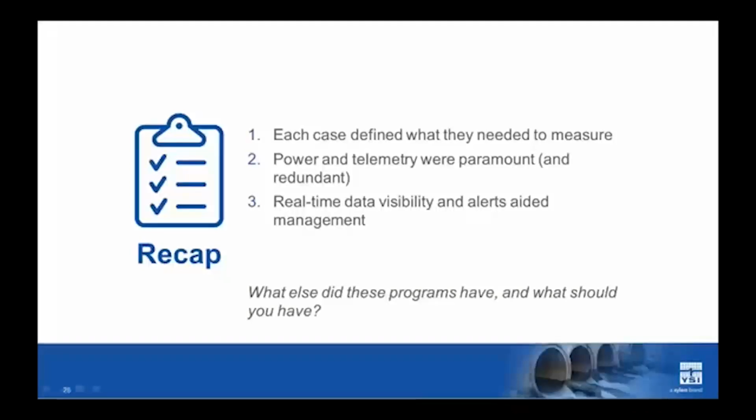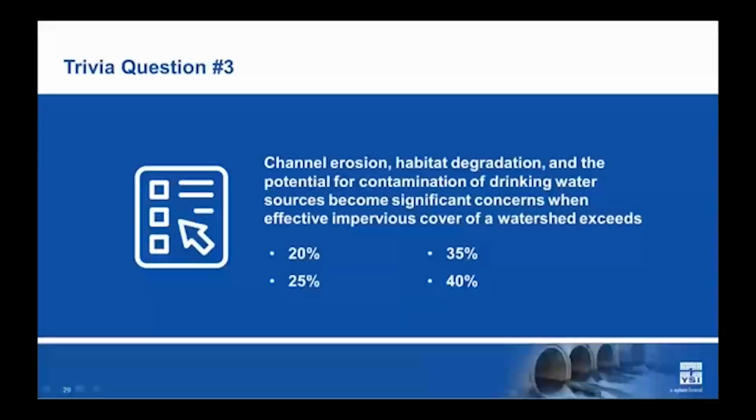So I want to move on, and we're going to start our next poll to give us a bit of a break. I am also going to look at some of the questions that we have and answer those. This is our third trivia question: channel erosion, habitat degradation, and the potential for contamination of drinking water sources are significant concerns when the effective impervious cover of a watershed exceeds what percent? Courtney, let's go ahead and launch that poll.